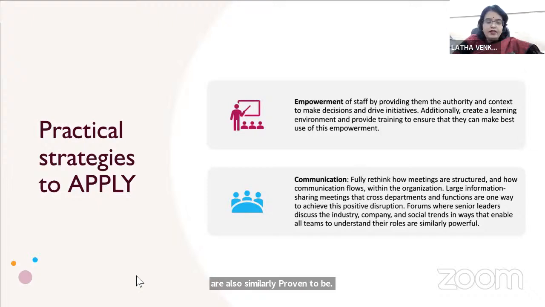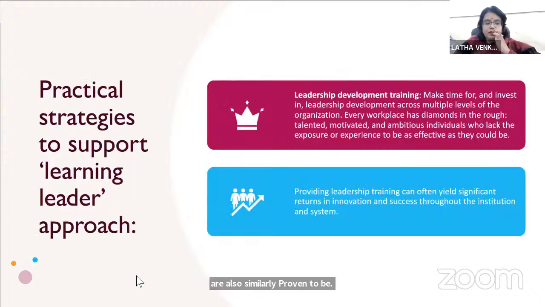And we have to have these strategies to support this learning leader approach. So the leadership development training can be organized: make time for and invest in leadership development across multiple levels of the organization. It is not only for the top level leaders, for middle level, for all the people, this learning leadership approach has to be given the training.